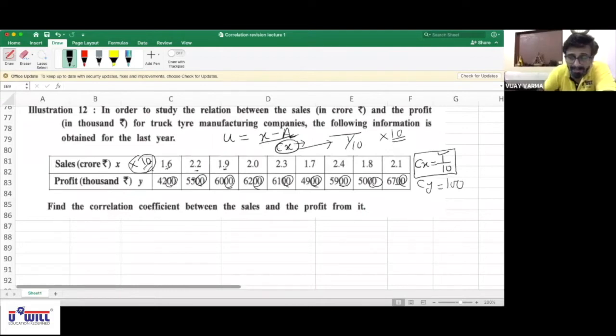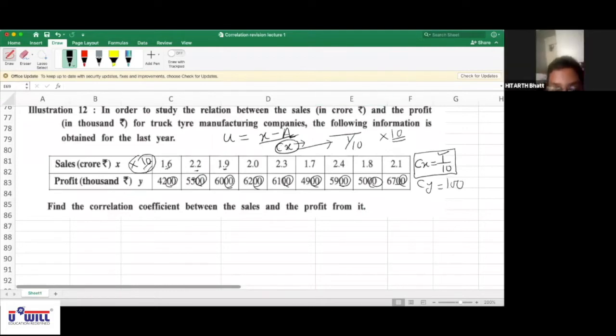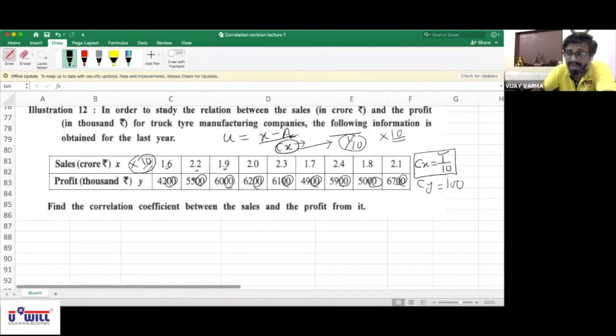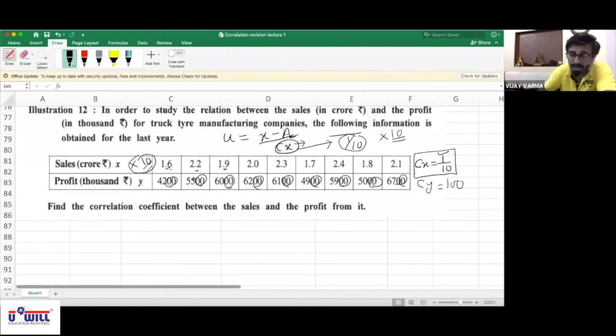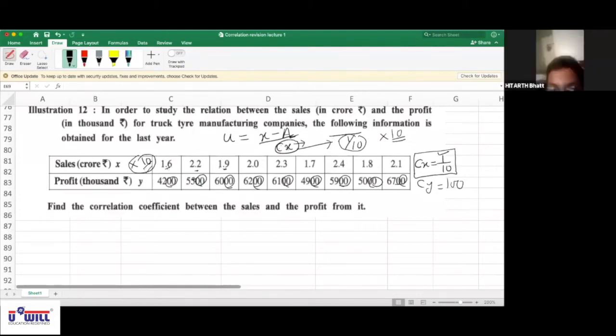Did you understand? Right. Now, multiplying with 10 means dividing by what? Dividing by 1 by 10. Because when you divide by 1 by 10, then you multiply by the reciprocal 10. So since we are going to multiply all the values of x by 10, the value of Cx is what? 1 by 10. Did you get this?